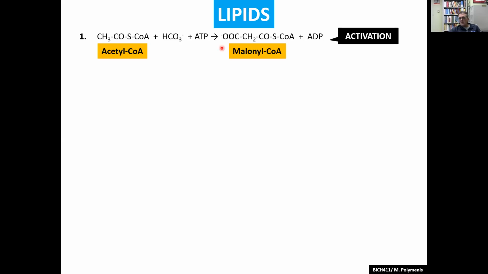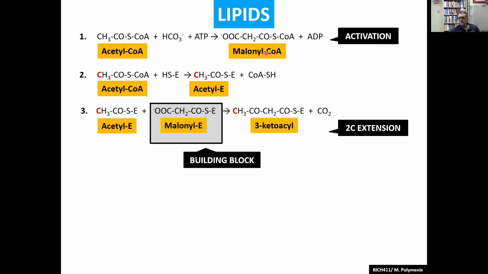That's malonyl-CoA. It's got 3 carbons in the thioester with CoA, and it's ready to be used now by fatty acid synthase. So fatty acid synthase, what it does first is to take acetyl-CoA also and acetylate itself. So instead of having a thioester bond with coenzyme A, you have a thioester with a thiol on the enzyme.